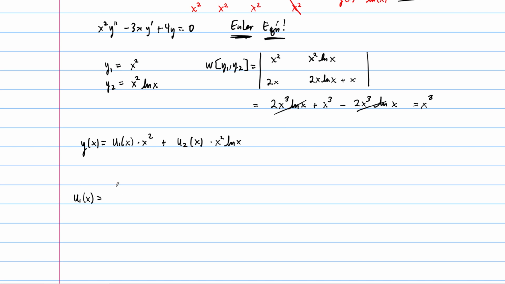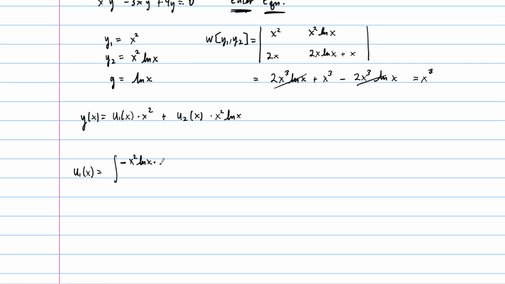So u1 is, of course, the integral of negative y2, so that's going to be x squared ln x, times g of x, which is natural log of x. I'm going to write it here. So g is just natural log x, right? So that's natural log of x divided by the Wronskian, which is x cubed. And this is all dx. So the minus sign can come out, and then we're left with natural log of x, quantity squared, over x dx.